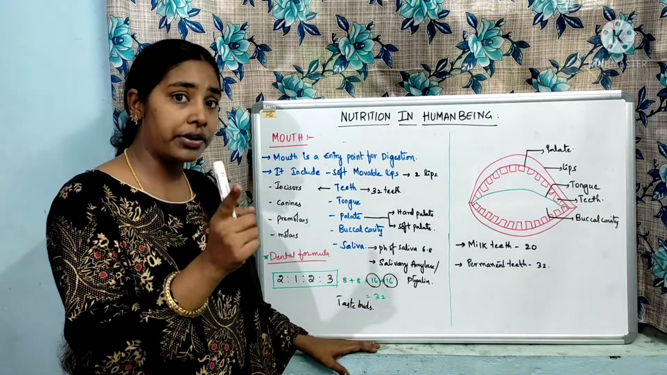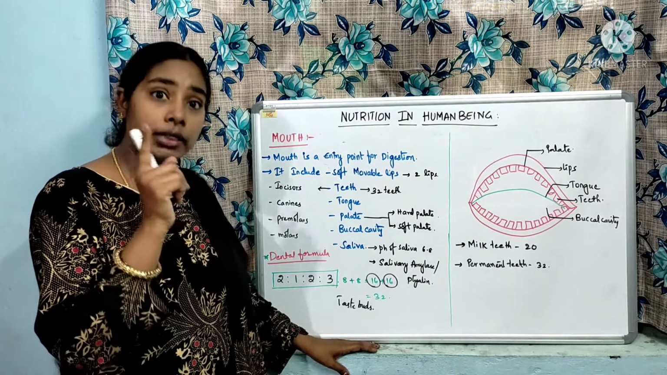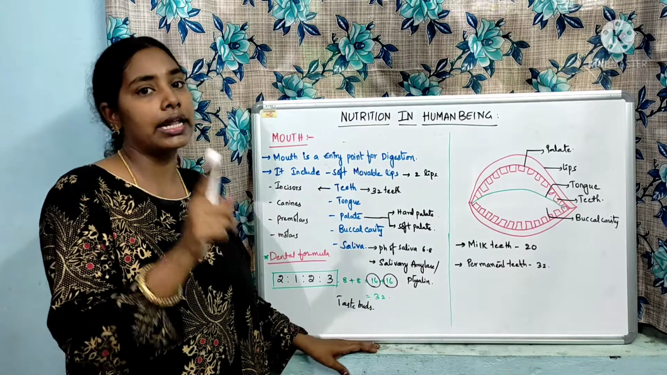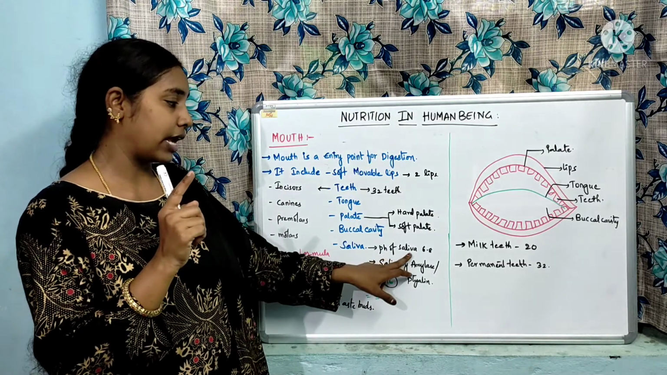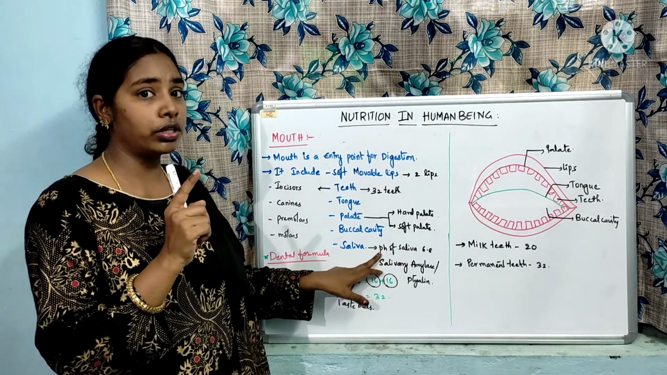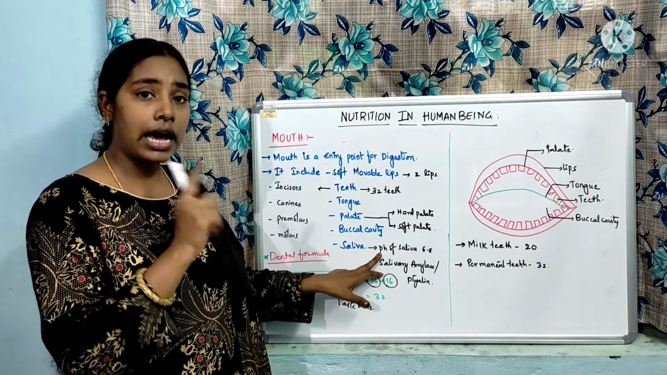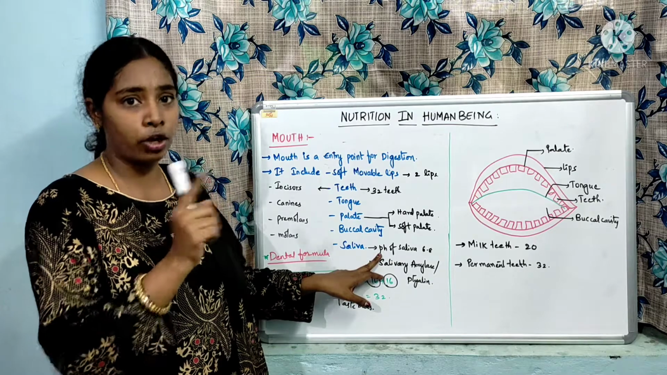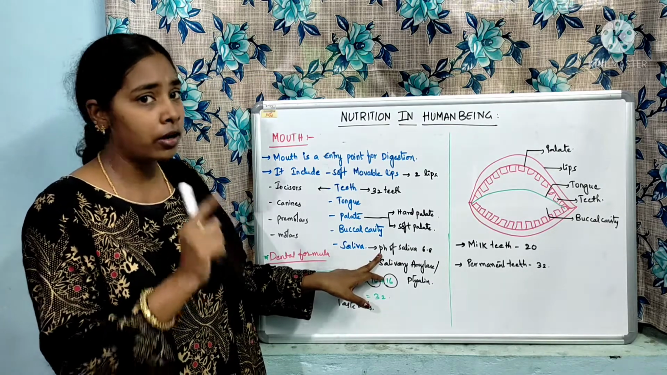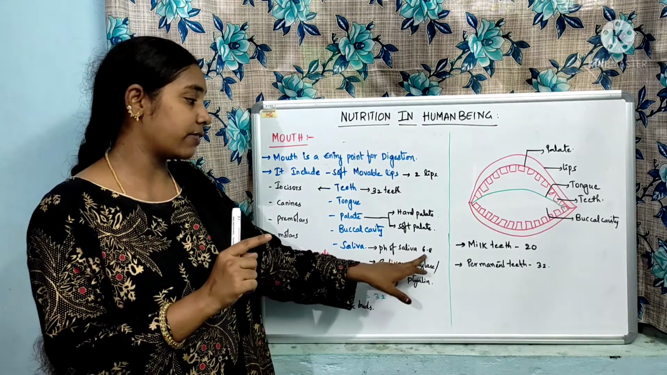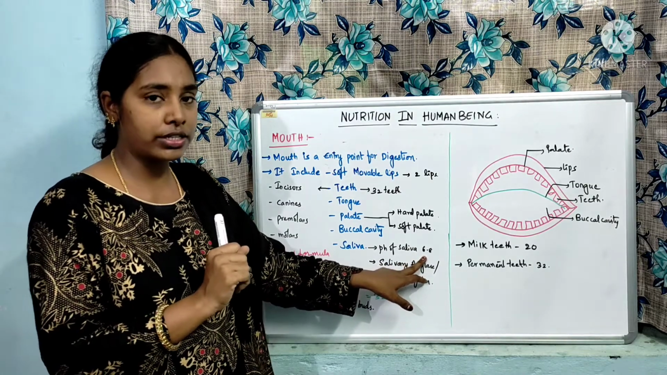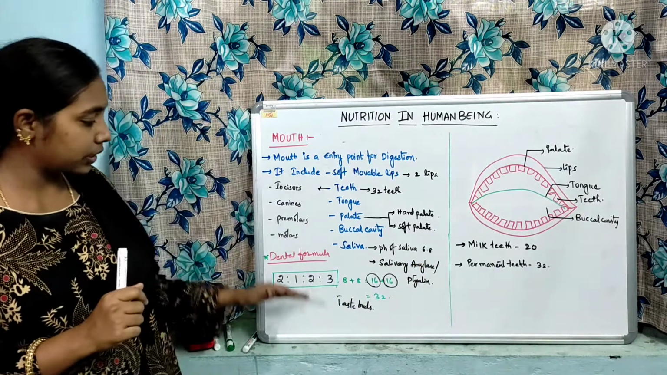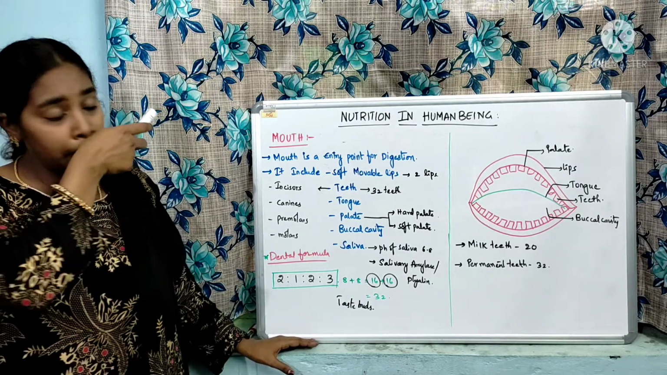Only carbohydrate gets digested, and that too only partially, inside the mouth. Is it clear? And the pH of saliva, this pH is not a new term for you. It is the hydrogen ion concentration present inside your mouth, and the pH of saliva is 6.8. It is also an important question. So, these are the parts present inside our mouth.